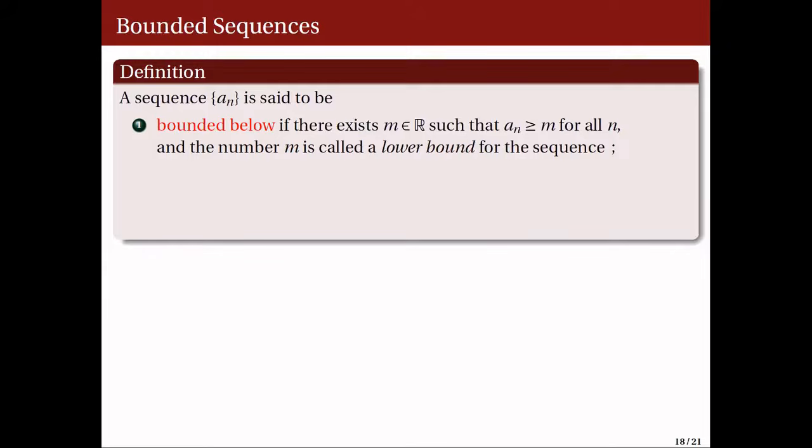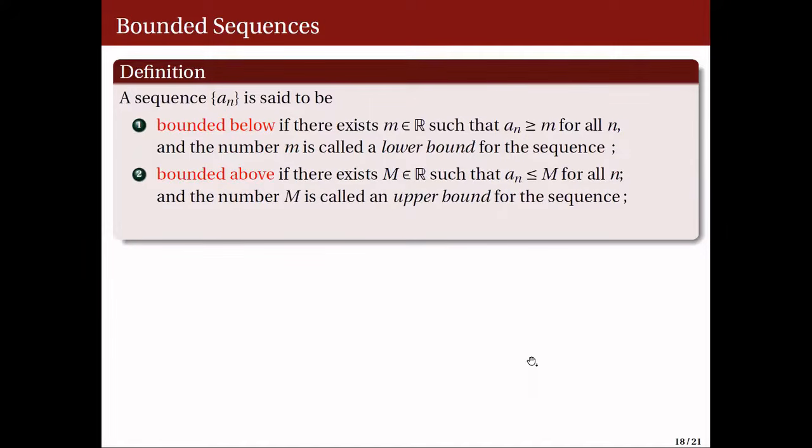For our next definition, we describe what it means for a sequence to be bounded. A sequence a sub n is said to be first bounded below if there exists a real number m such that a sub n is greater than or equal to m for all values of n. And the number m here is called a lower bound for the sequence. Second, it is bounded above if there exists a real number capital M such that a sub n is less than or equal to capital M for all values of n, and this number capital M is called an upper bound for the sequence. And third, a sequence is said to be bounded if it is both bounded below and bounded above.